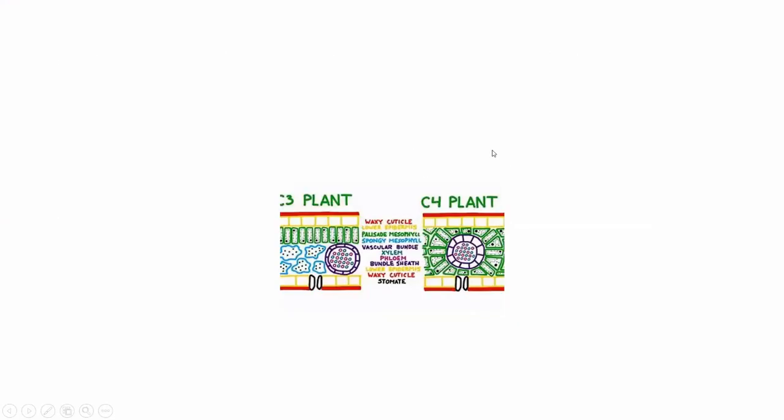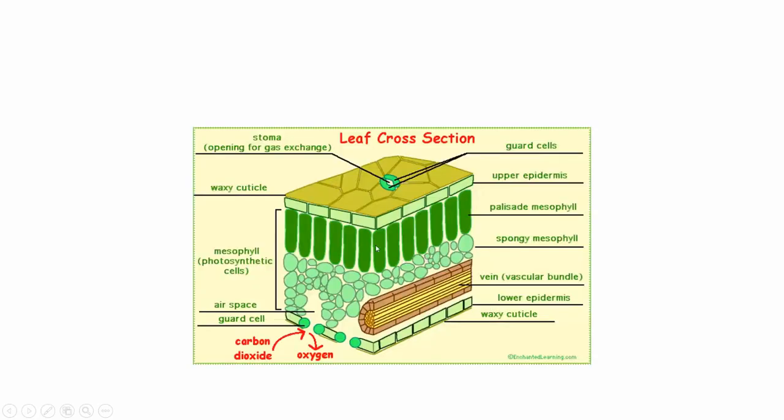Where are the bundle sheaths here? See the bundle sheath. This is bundle sheath. Here the bundle sheath does not have chloroplast. Here the bundle sheath shall have chloroplast. See this picture. Are you visible?